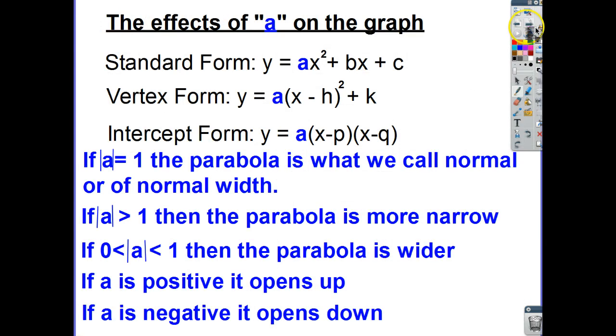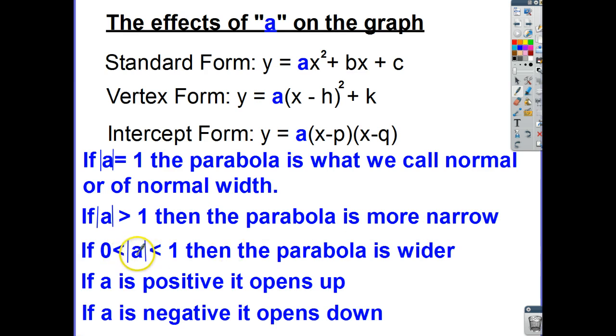All right, next thing I want to talk to you about is the effects of a. Now I've got all the three forms written out here, and as you can see, they each have an a in them. And what I want you to realize, and this is a lot like what we did when we did absolute values, is that if the absolute value of a is equal to 1, then the parabola is what we call of normal width. Now, if the absolute value of a is greater than 1, a number like -3 or +3 in front here, then the parabola turns out to be a more narrow parabola.